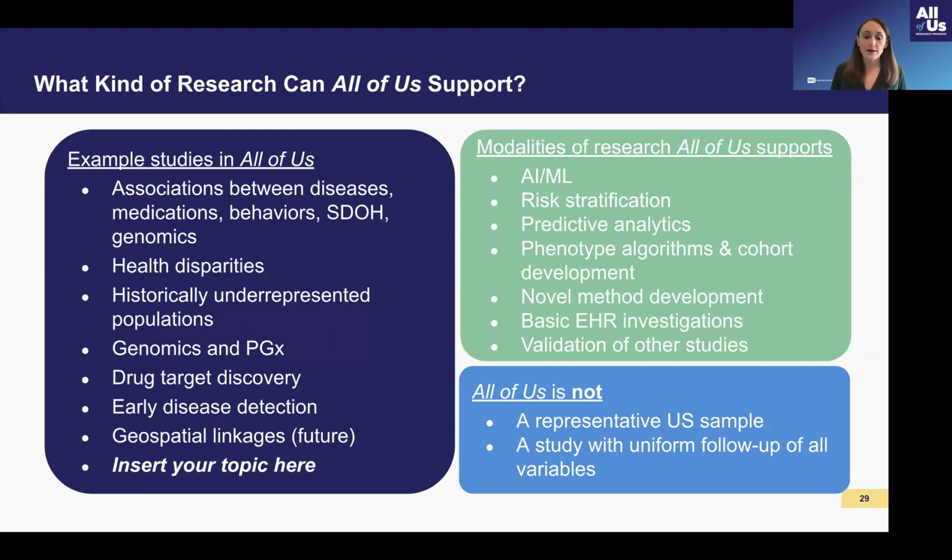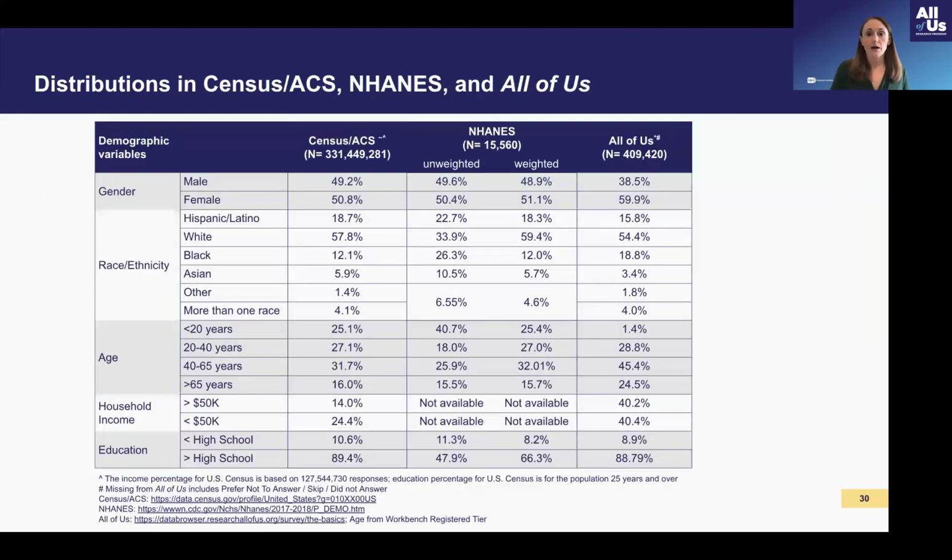I will say that All of Us is not a representative sample of the US. We are purposefully recruiting folks who have been underrepresented by medical research. And so we are, in fact, reaching out to people who have not been part of research and therefore have an overrepresentation of those folks within our cohort.